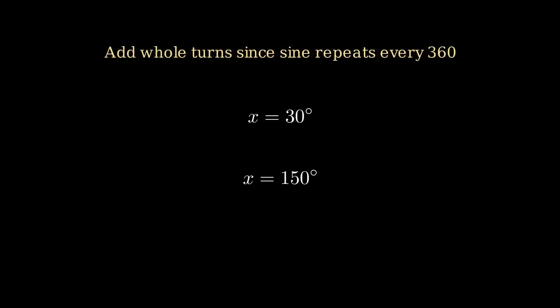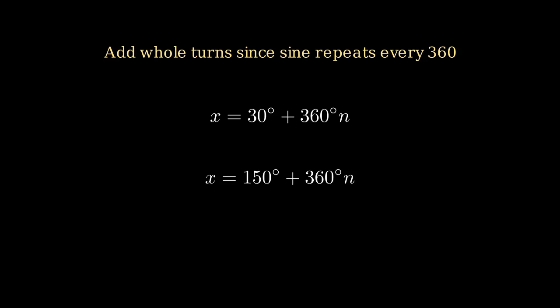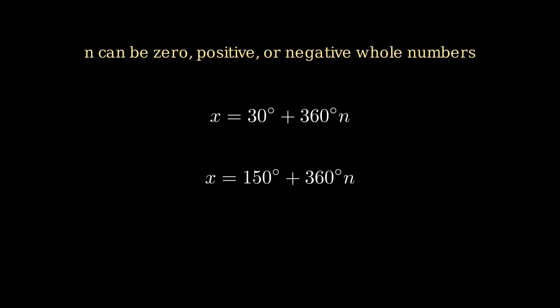Now we write the general solution in words first. Add any whole number of full turns since sine repeats every 360 degrees. In symbols, this is x equals 30 degrees plus 360 degrees times n, or x equals 150 degrees plus 360 degrees times n. Here, n can be any whole number, including 0, positive numbers, or negative numbers.